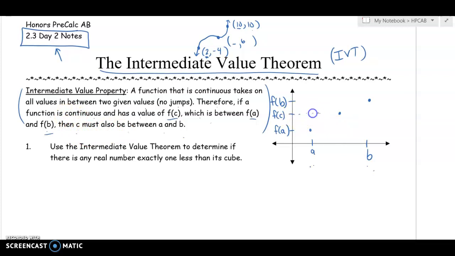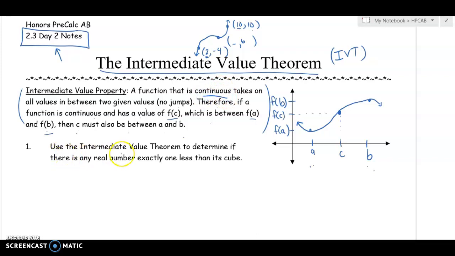So if you look at where the y value is, and then you go down to where the x value is, the x value is going to have to land somewhere in between a and b. A function can look like whatever, but that's the main gist. The key part is it has to be continuous for this to work.